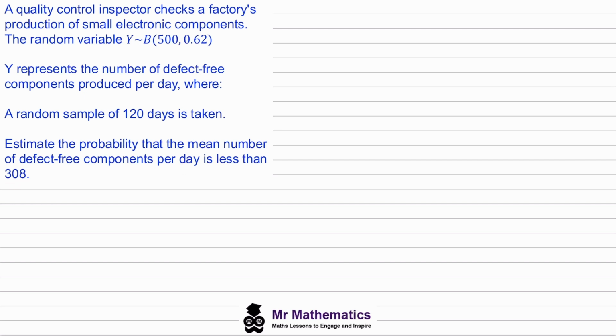So perhaps you want to try this question yourself. You'll need to work out the mean and the variance of a binomial distribution. Okay, so how did you get on? Well, we know the mean, or the expected value, of a binomial distribution is the number of trials, n, multiplied by the probability of success, p. So in this case, it will be 500 multiplied by 0.62, and this will be 310. So this will be the mean for our sample mean distribution.